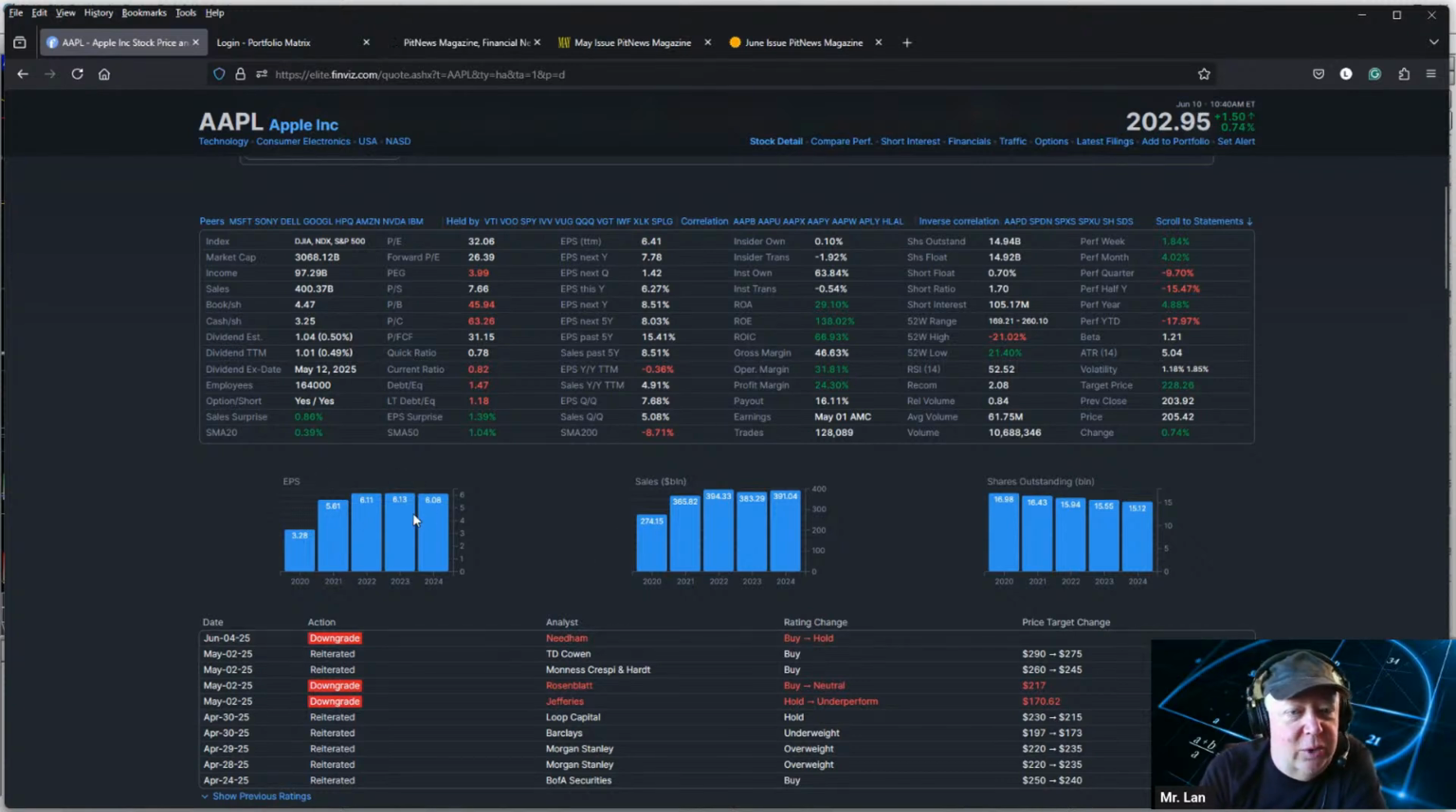All right. This is what you really want to look at. You want to look at your earnings per share. You want to look at your sales in billions. They're making billions of dollars. All right. And then their shares outstanding. Now, this I don't like to see. When it comes to the fundamentals, I don't like to see their shares outstanding going down.